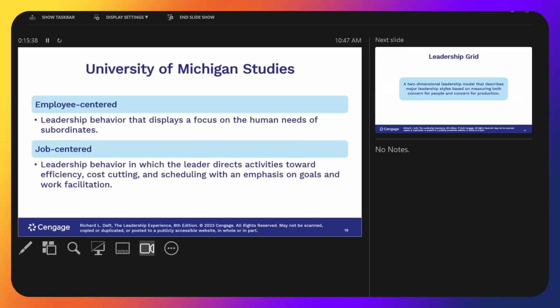University of Michigan studies. So we looked at employee-centered leadership behavior that displays a focus on human needs of subordinates. So when it's employee-centered, what do my people need for them to be successful?